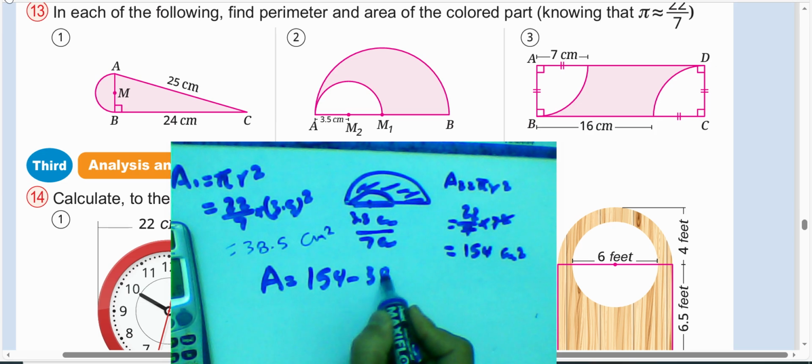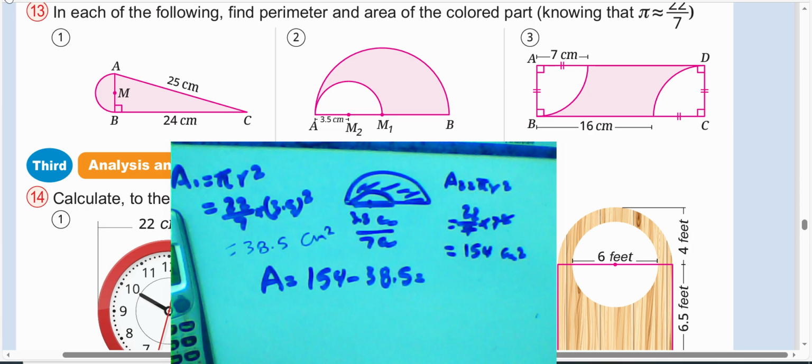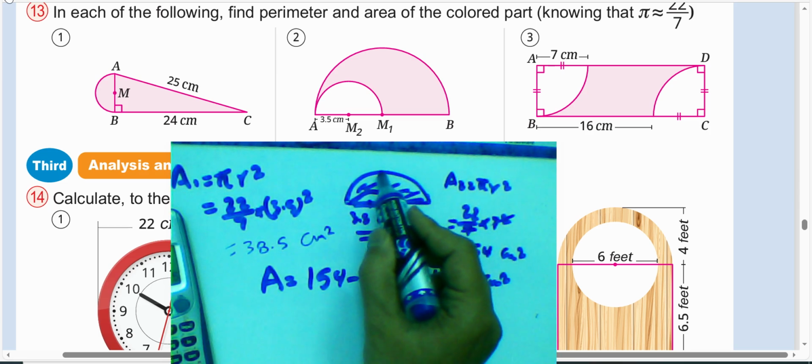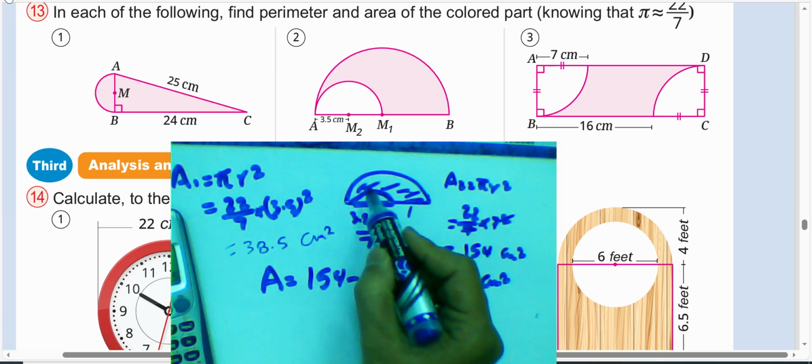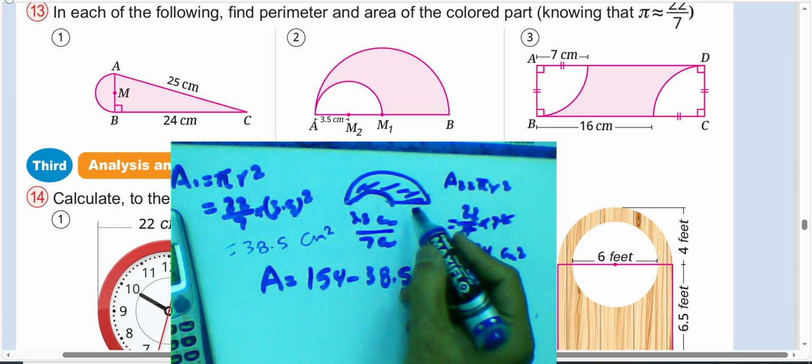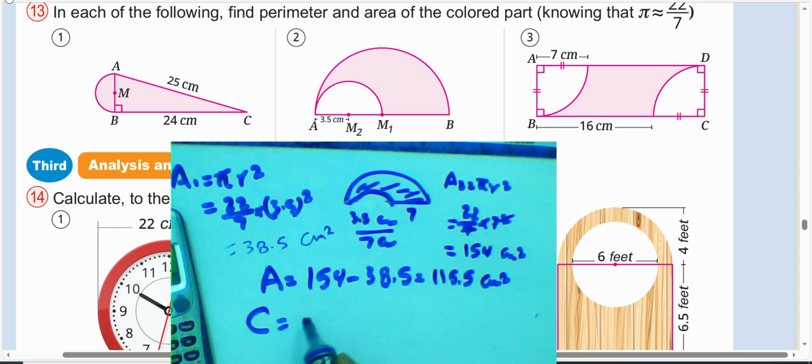Then the area of the shaded part, we find the difference: 154 subtracted by 38.5. The result will be 115.5 square centimeters. Now we can find the circumference. How can we find the circumference? Look at this curve, this part, and this curve. The circumference cancels this part. I will find this part here with 7. The circumference will include 7. Understood?